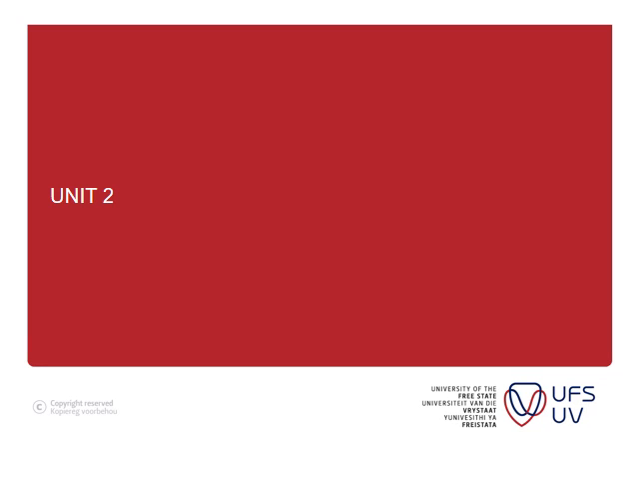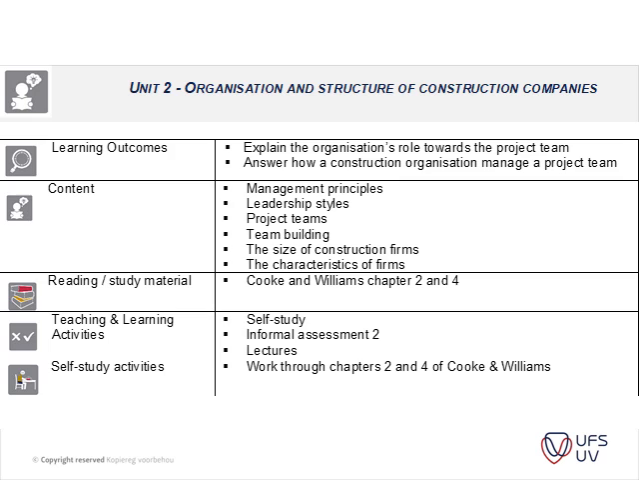So we're going to look at Unit 2. It's a part that we have covered already in the workshops, so I'm going to run through it and quickly highlight a few items for you. You would have submitted your Unit 1 informal assessment earlier, and I hope everyone managed to submit it successfully. Just looking at Unit 2, we're looking at organization and structure of the construction companies.